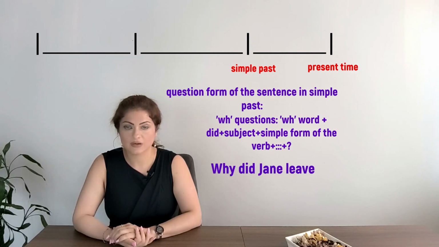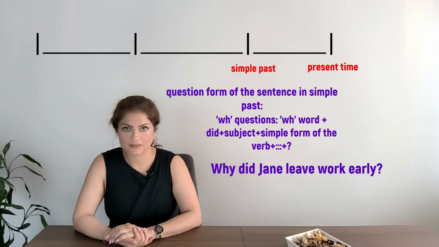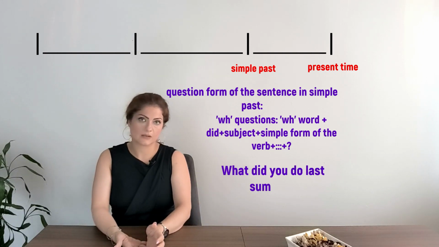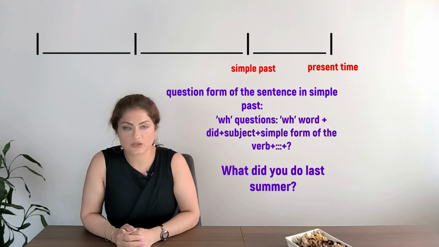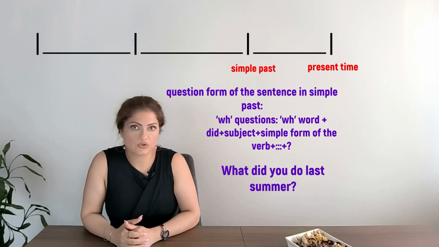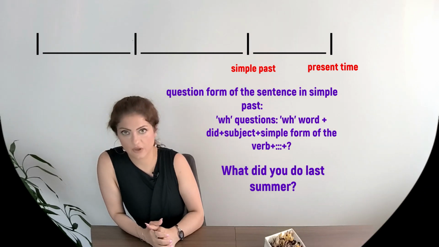For example, why did Jane leave work early? Why is the WH word, did the auxiliary, Jane the subject, leave is the simple form of the verb. Or what did you do last summer? What is the WH word, did the auxiliary, you the subject, do is the verb, simple form of the verb.